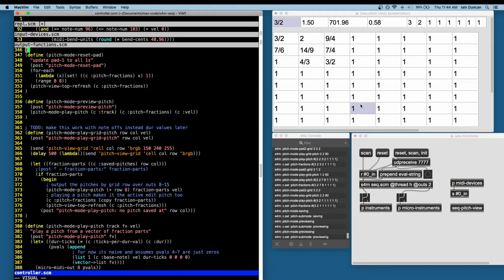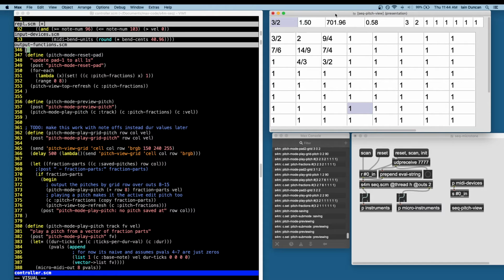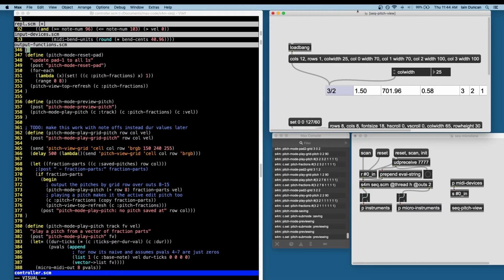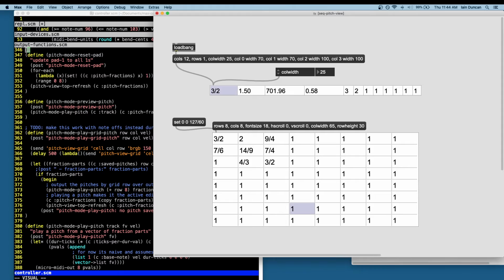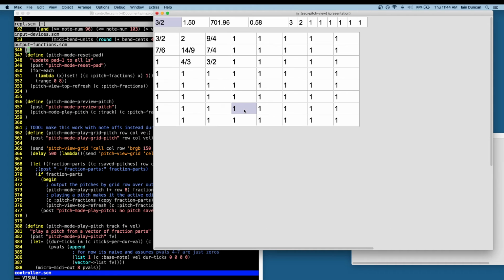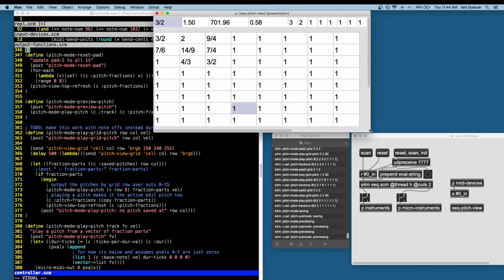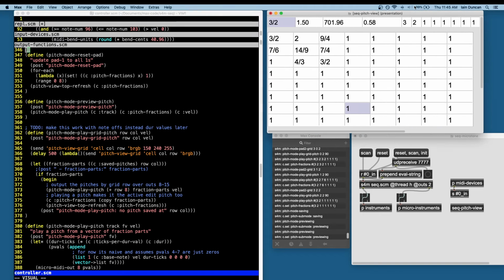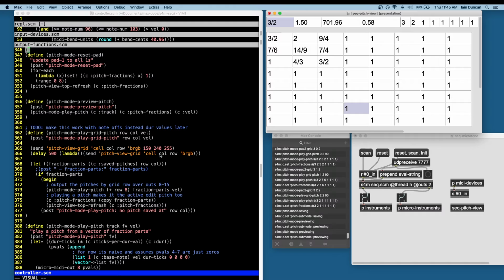So the GUI interaction is quite simple, actually. These are Jitter cell blocks, and we just need to send it messages to update it. I'll show you this out of presentation mode for a moment. So it's just some cell blocks. I'm sending messages on load for all the default values I want there, and I have send messages sprinkled throughout the code for updating this.